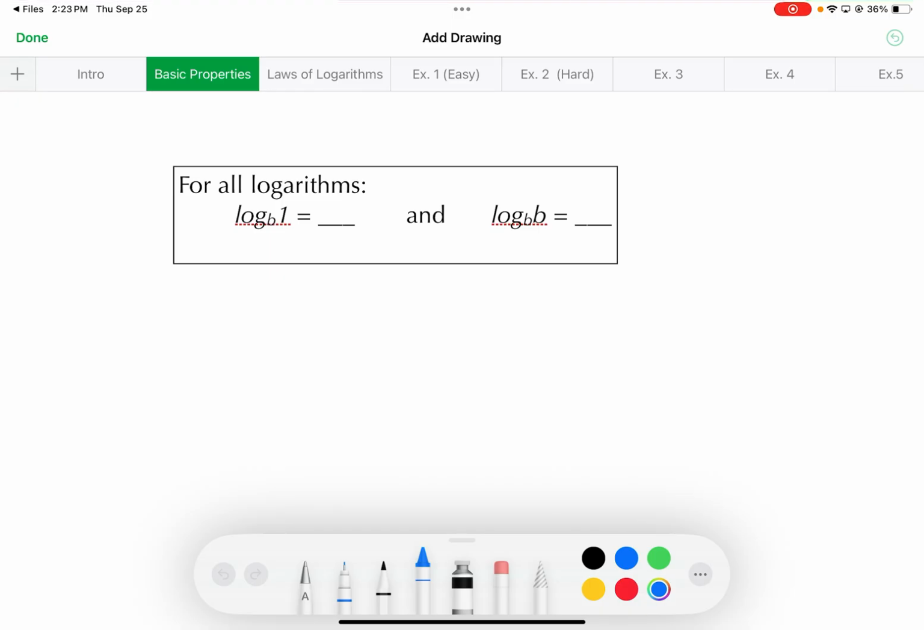What would log base b of 1 always equal? 0. 0, yes. That's because b to the 0 power is always going to be 1, right? How about log base b of b? 1. That's because b to the first power would be itself, right? I think those are pretty intuitive.